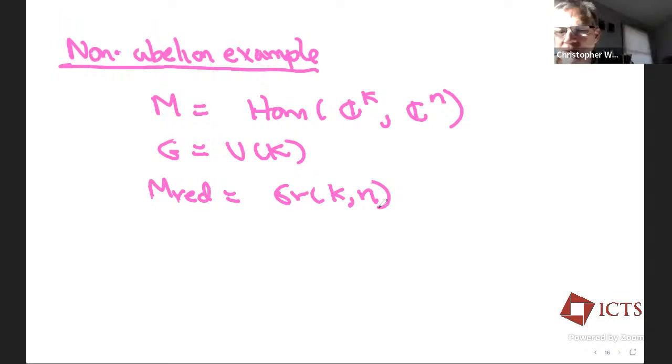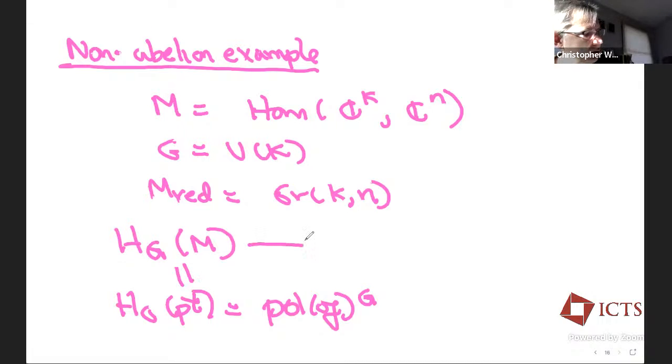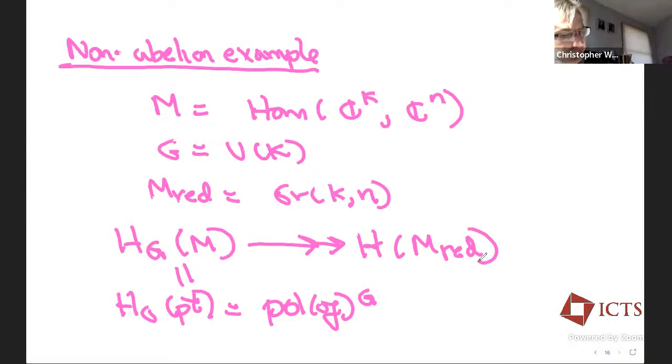I won't go into the details. It's not hard to work out that this is the symplectic quotient that I get. And so again, the Kirwan surjectivity tells you that if I take equivariant cohomology upstairs, which is just the invariant polynomials on the Lie algebra, then this surjects onto the cohomology of M red.